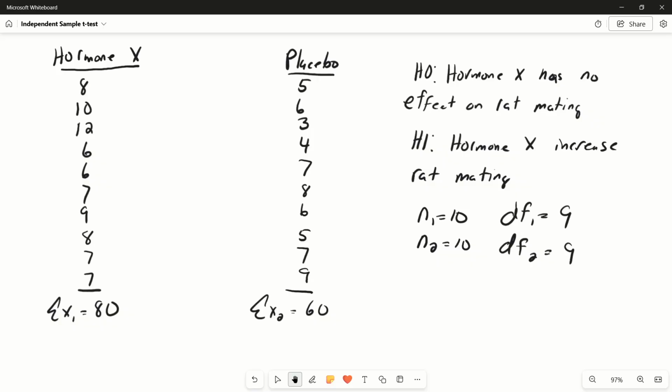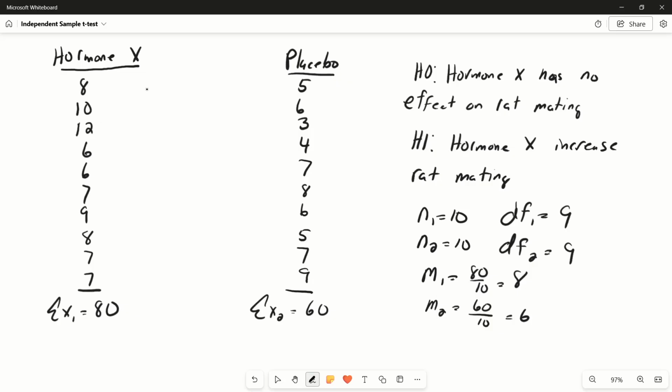Finding the means of these two groups: the mean of hormone X is going to be 80 over 10, which is 8. And the mean of the placebo is going to be 60 over 10, which is 6. So now I got the means, I got the degrees of freedom, I got the sample sizes. I need to find the variances. So we're going to do the deviation score method because our means are whole numbers.